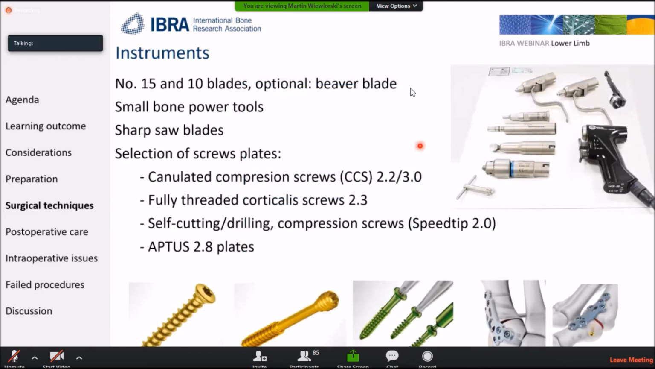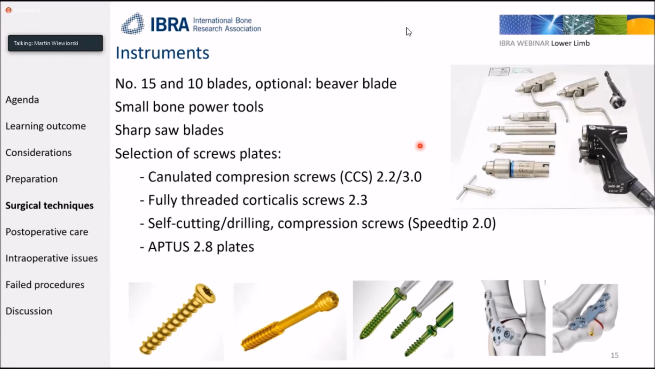Okay. All right, surgical techniques. You don't need a lot of instruments. I usually use just a large blade for a skin incision and a small blade for everything else. And I also do percutaneous minimal releases of the extensor tendons or the capsulotomy of the MTP joints. I usually use the beaver blade for that.